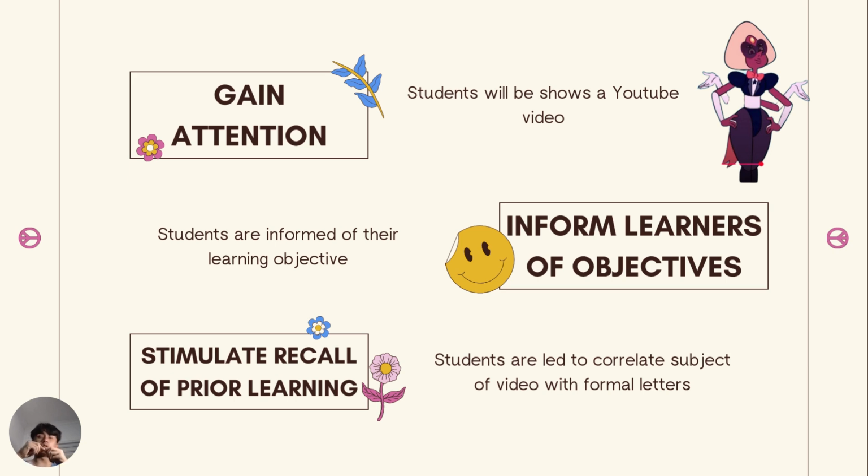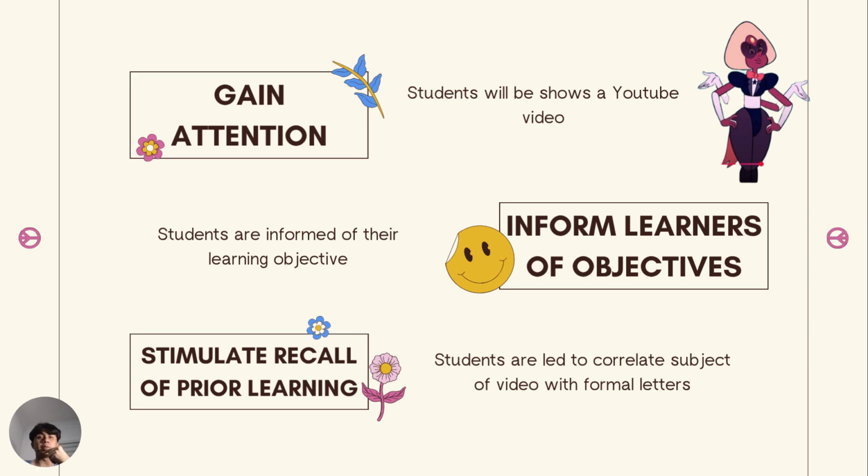The second step is to inform learners of their objectives. As stated before, the objective is to build the students' understanding of the formuletta, for them to know the formuletta and be able to write a formuletta in the near future. The students will be informed of this learning objective.